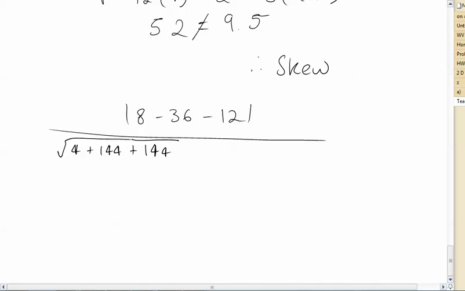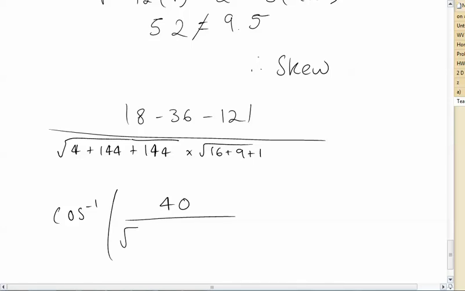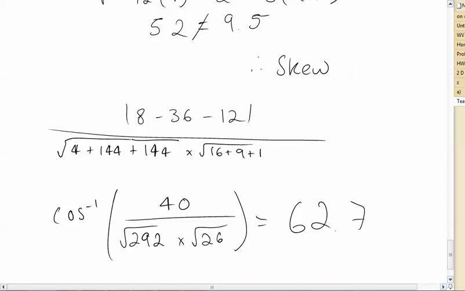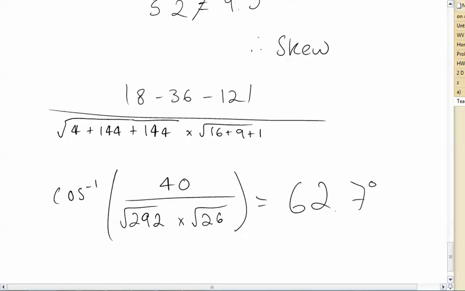So then we times it by the square root of 16 plus 9 plus 1. And then we know the inverse of cosine equals 40 over square root of 292 times square root of 26, which equals 62.7 degrees. So it's a skew at 62.7 degrees.